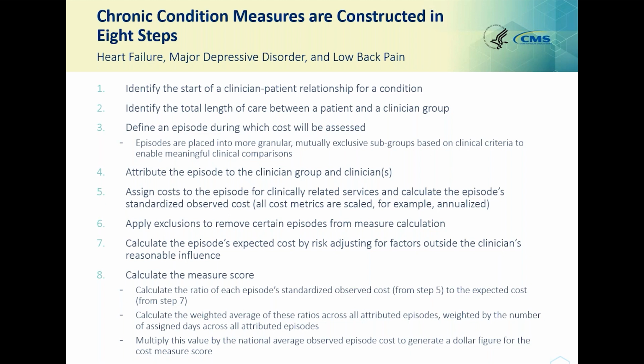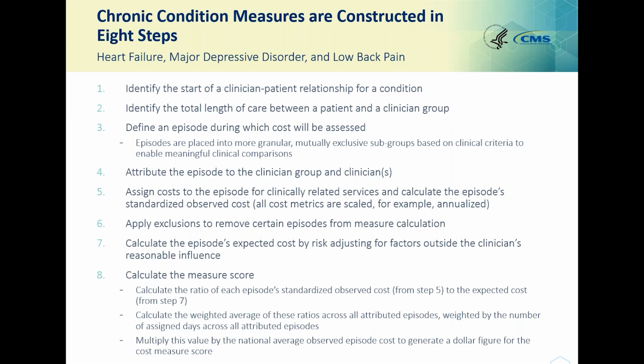We use standardized costs, which remove variation in payment that is not due to clinician care choices, such as geographic differences in labor and adjustments made under Medicare programs, like for graduate medical education. We calculate the standardized observed cost as a scaled figure, since episodes can be different lengths depending whether, and if so, when we see evidence of a continuing care relationship. Sixth, we apply exclusions to remove certain episodes from measure calculation. These exclusions ensure that we have complete data for each episode and remove episodes that are so different that they can't be adequately accounted for through other techniques.